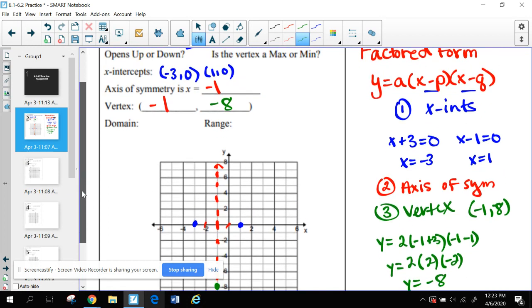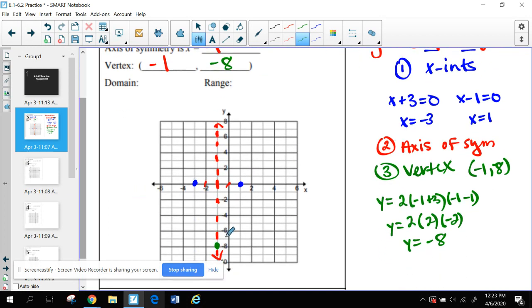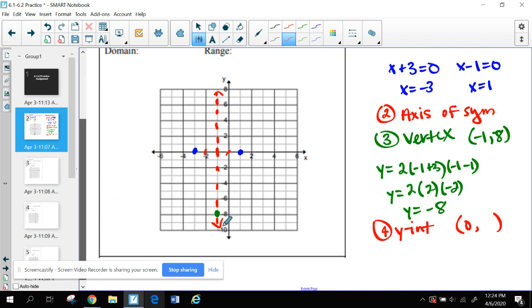The other thing you need to find is 2 more points. It doesn't matter to me, but I think an easy one to find would be the y-intercept. So you might want to add in here that you have to find the y-intercept. That happens at x equals 0. So we can just plug 0 into the equation like we did up here. So y equals 2 times 0 plus 3 times 0 minus 1. That's going to be 2 times 3, which is 6, and 6 times negative 1, which is negative 6. So you get 0, negative 6, and then here you can see the reflection of the y-intercept. Once you have that, you can draw on your parabola.